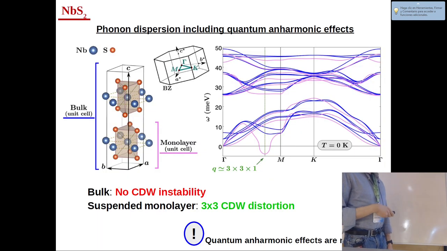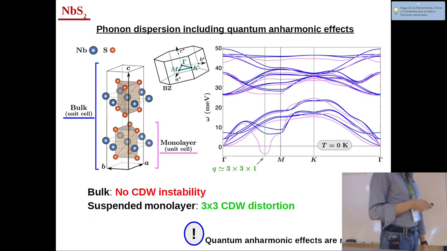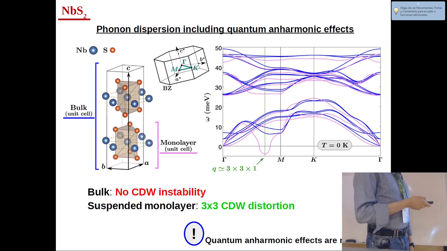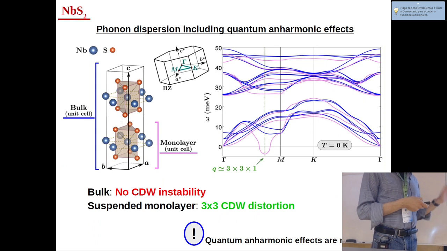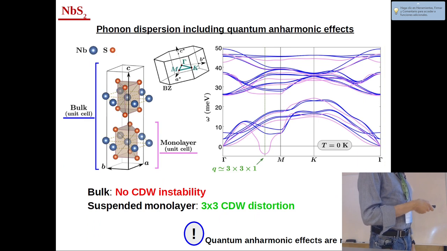For example, this is niobium disulfide, and we studied this system in the bulk, which is this, and in the monolayer case by using the SCHA. So this is a case where at zero temperature, in the bulk, we see that the system is stable. Even when you go to a very low temperature, the system remains stable. But when you go to the monolayer limit, the system becomes unstable, and there is a reconstruction which corresponds to a 3x3 supercell.